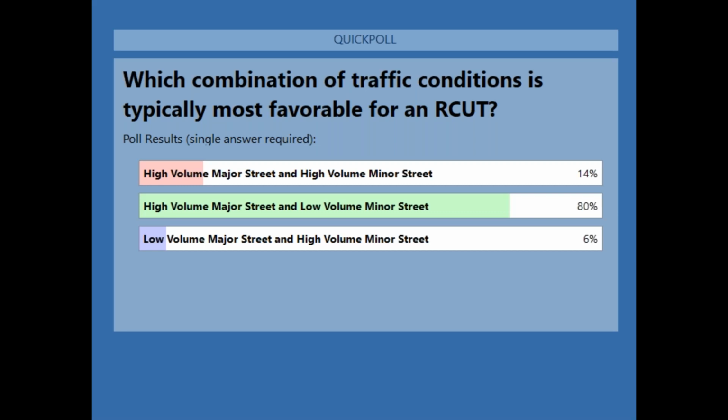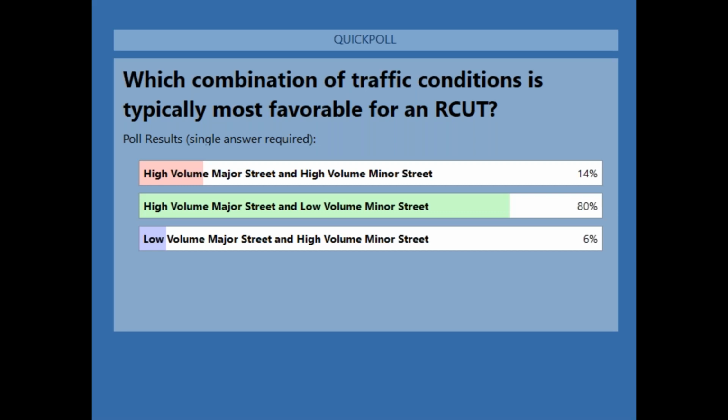So the real limitation from a volume standpoint is controlled by the minor street demand. The major street demand really depends upon whether we've got a 4-lane roadway, a 6-lane roadway. You can even have an 8-lane or theoretically even more for the major street. There's really no limit for major street roadway volumes. The limitation comes from the minor street.